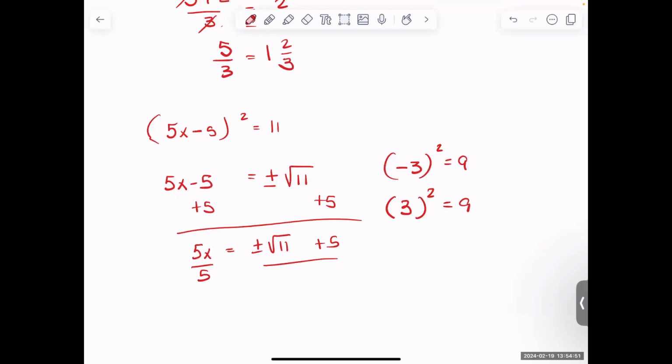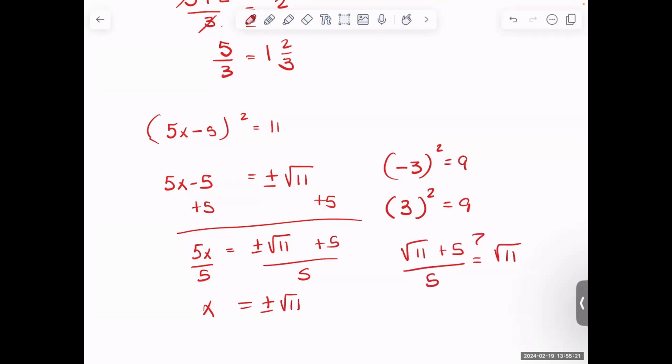And I saw this, and then I immediately saw that it was this. No, no, no, no, no. You cannot cancel the 5. If the 5 is not in both terms in the numerator, you cannot cancel it. Take your calculator out right now and take the square root of 11, add 5, and divide that by 5, and tell me, is that the square root of 11? I don't think so. No, it is not.